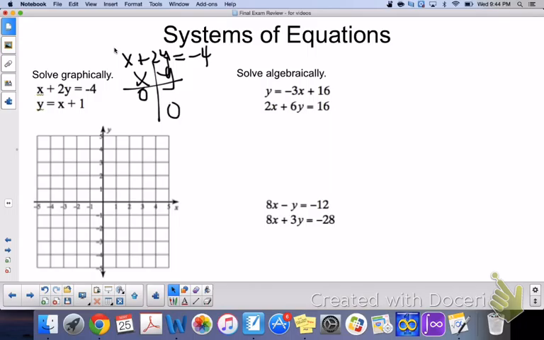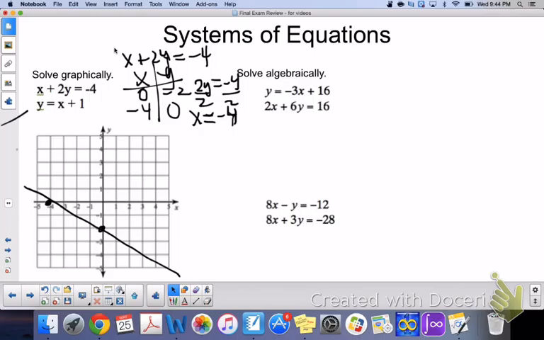When x is 0, I have 0 plus 2y equals negative 4. So 2y equals negative 4. We divide by 2. We get y equals negative 2. And then when y equals 0, I'm just left with x equals negative 4. So I have the point 0, negative 2, and negative 4, 0. And I graph my line.